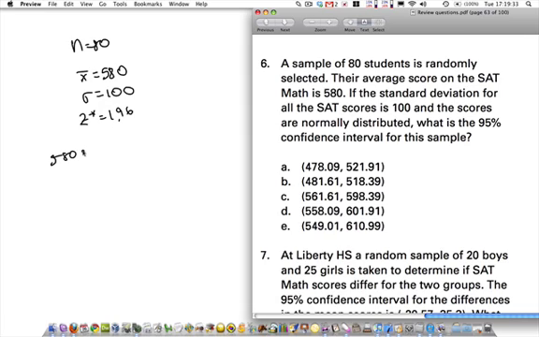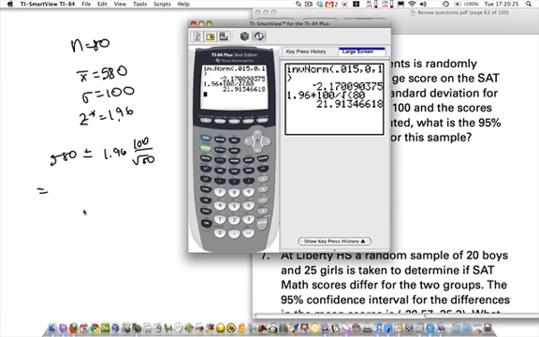580 plus or minus the magic z, 1.96, times 100 over square root of 80. And if I plug all that in the calculator, I get, okay, so I took a shortcut. I went ahead and did it instead of letting you watch me do it. There's my margin of error right there. It might be hard to read where you are, but it says 580 plus or minus 21.9135.